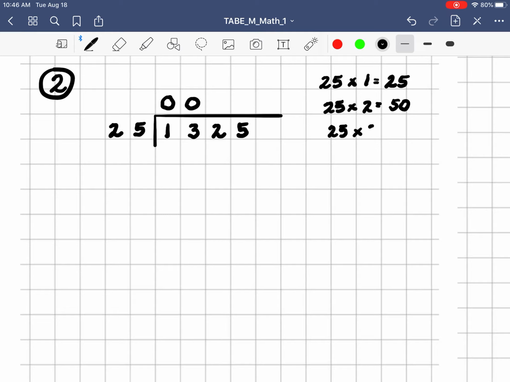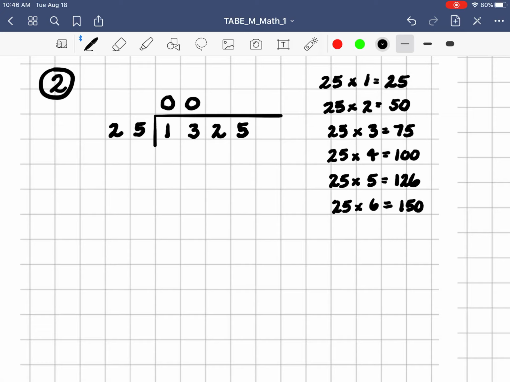3 quarters is worth 75 cents. 4 quarters is worth $1 or 100 cents. 5 quarters would be $1.25. And 6 quarters would be $1.50. So 150 is too big. The 132 that I'm looking for is somewhere in this area. So I'm going to say that it will go 5 times. 6 times is too big.